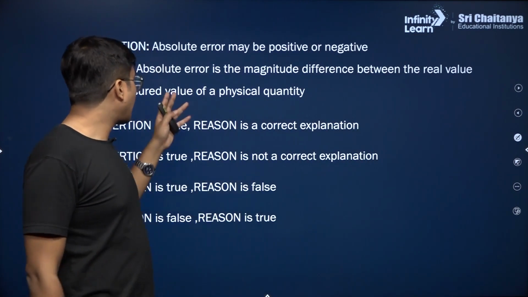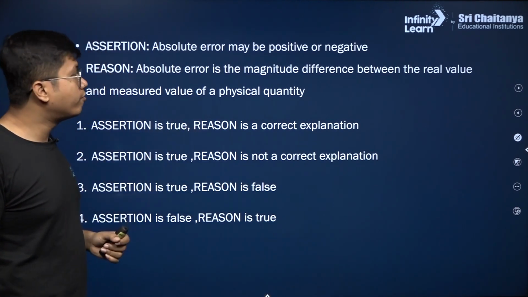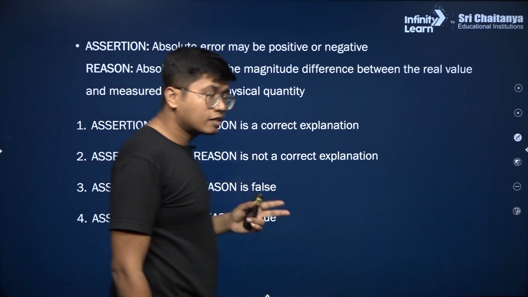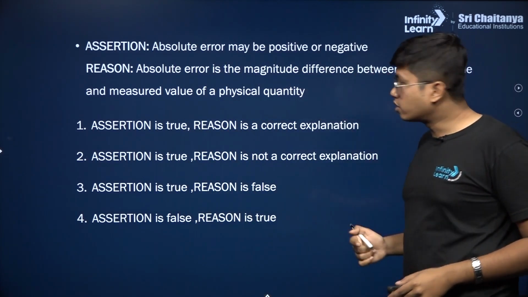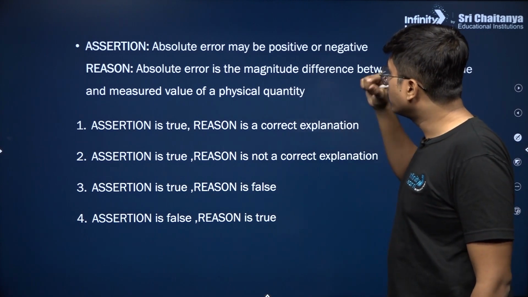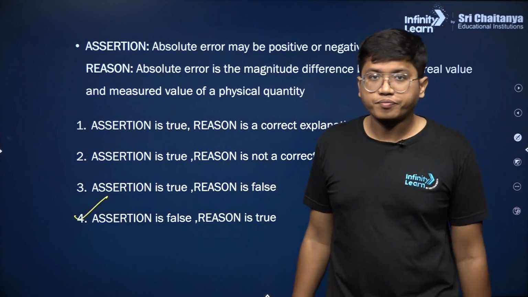Next, it says that absolute error is the magnitude difference between real value and measured value of a physical quantity. This statement is correct. So assertion is wrong, reason is correct. So the correct option is option 4 here.